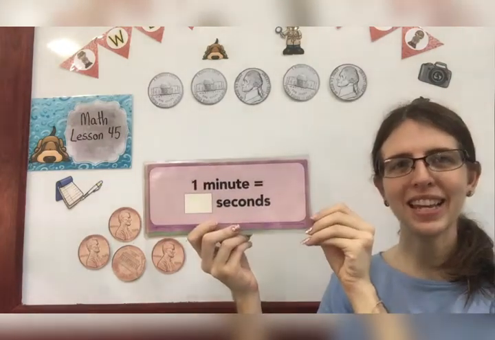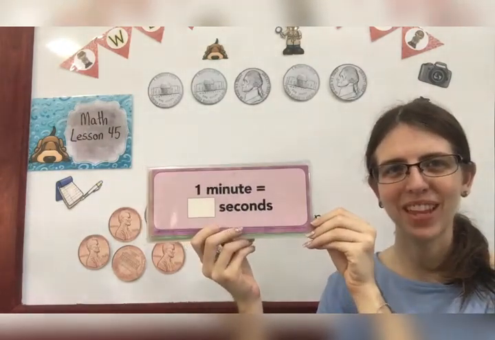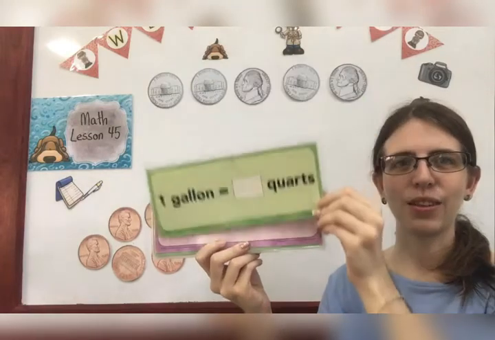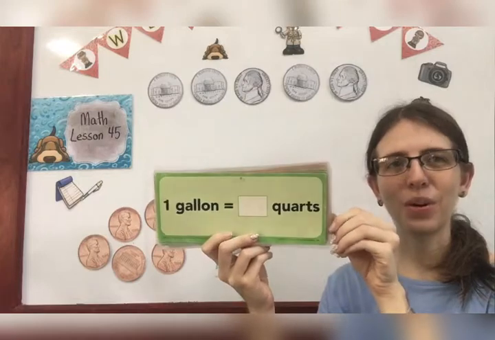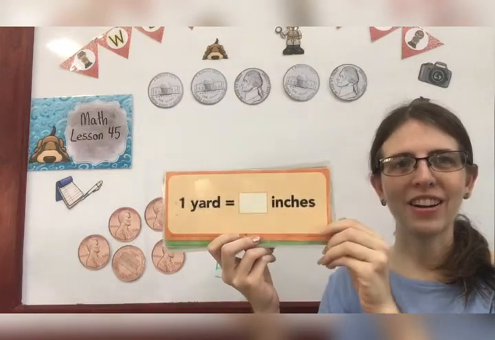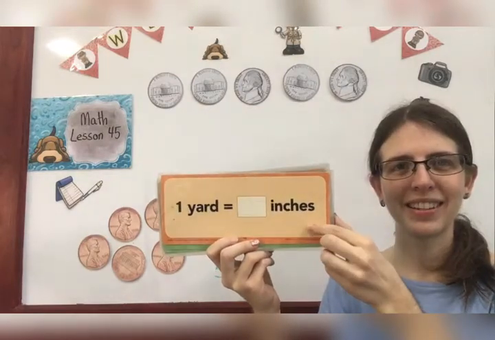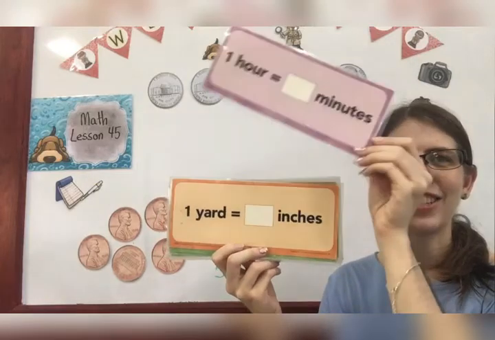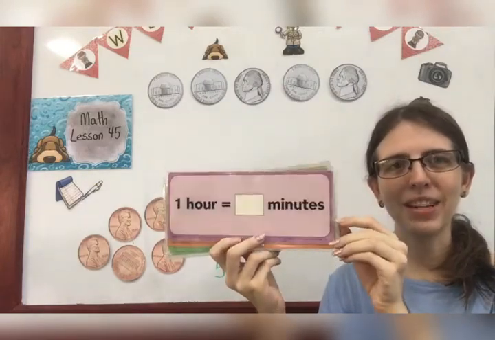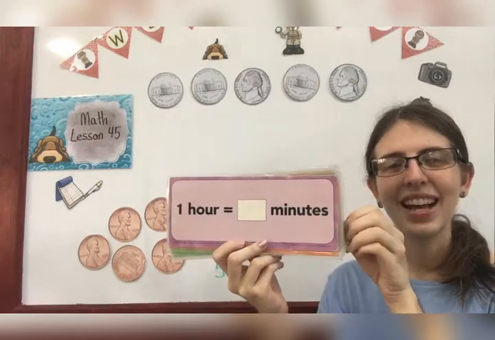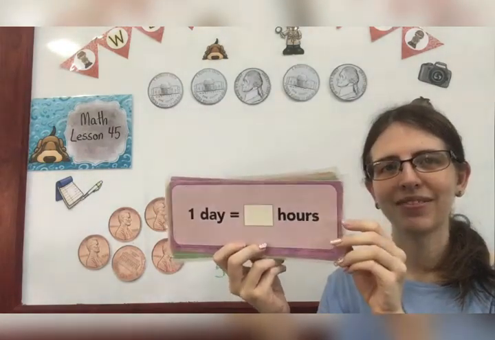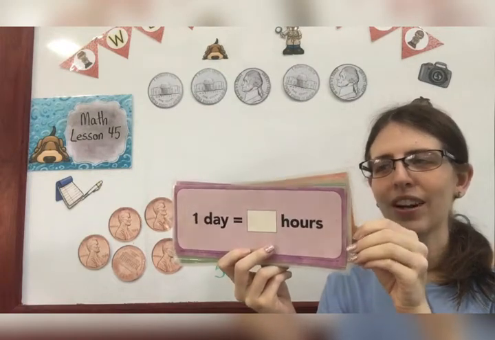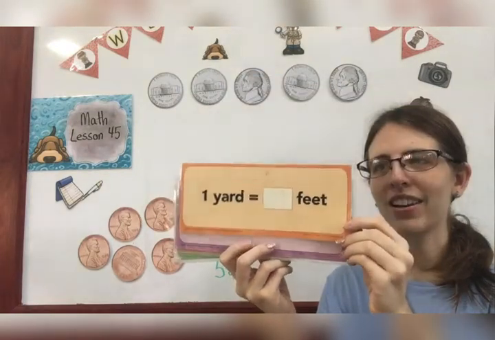1 minute equals 60 seconds. 1 gallon equals 4 quarts. 1 yard equals 36 inches. 1 hour equals 60 minutes. 1 day equals 24 hours.